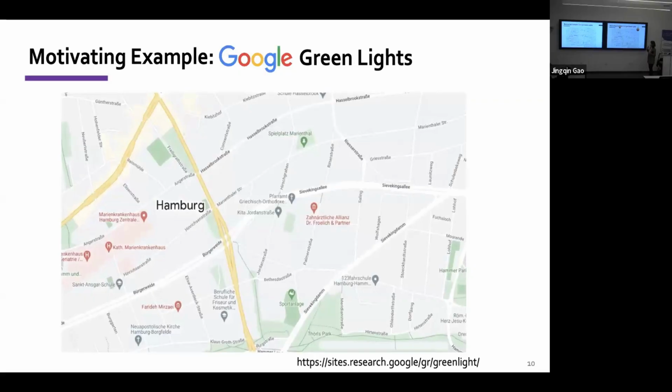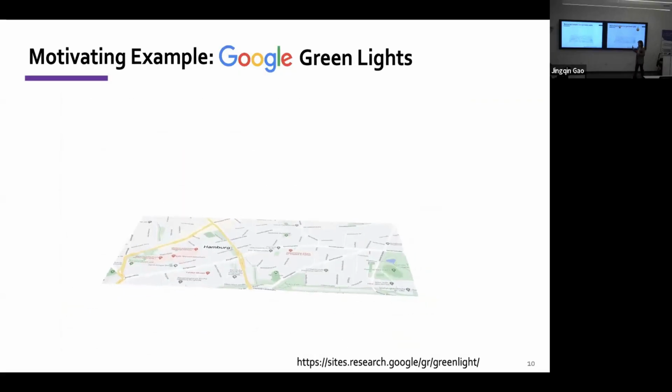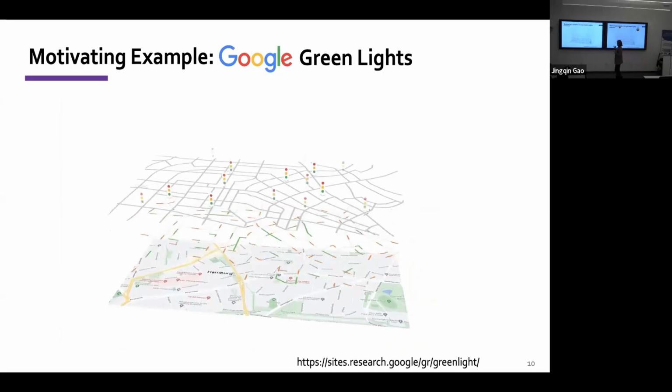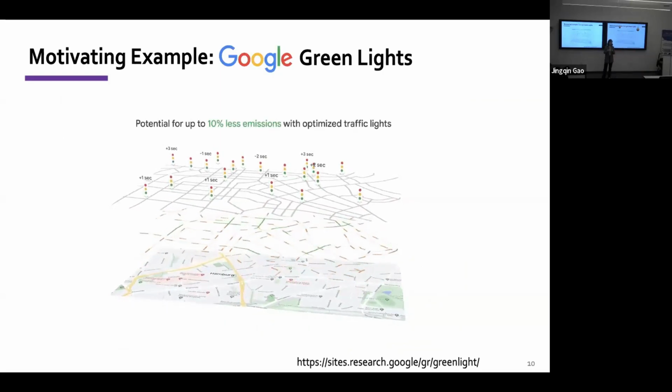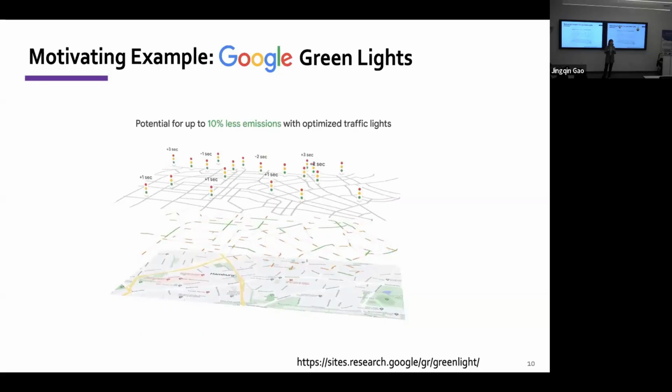Here's a motivating example. Google has a project called Greenlight. It leverages the navigation app data, which they're already collecting, to understand the congestion patterns of different cities, and then it offers policy recommendations like changing the signal timings. They have a very interesting business model, because once you build the pipeline, you can deploy it for many big cities as long as they have the data, and it does not require additional sensor deployment cost.